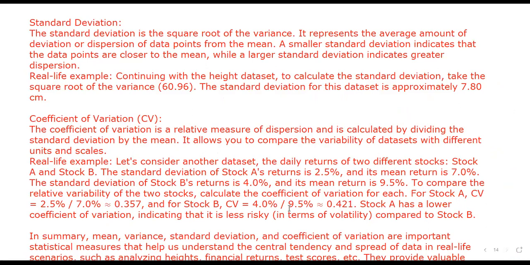And the coefficient of variation basically looks at a percentage or the relative measure of dispersion, which is calculated by the standard deviation divided by the mean. It helps you measure the variability of data sets with different units. For instance, the data set that we are looking at in terms of stock between A and B. If you have a CV of 2.5 for A and a CV of 4.0 for B, if you want to compare these two, you can calculate the coefficient of variation.